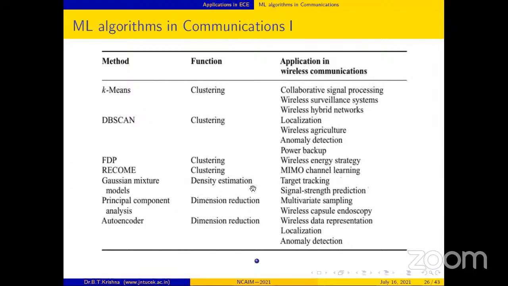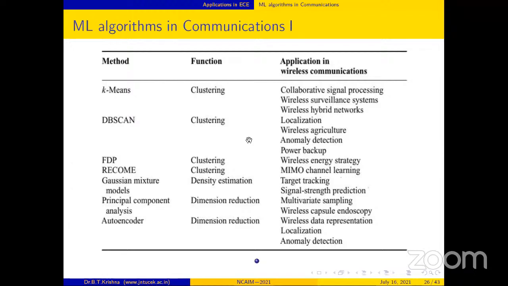Similarly, Gaussian mixture model finds applications in target tracking and signal strength prediction, and autoencoder, which falls under the category of dimensionality reduction, will find applications in wireless data representation, localization, and anomaly detection. So these are some of the applications in wireless communications.